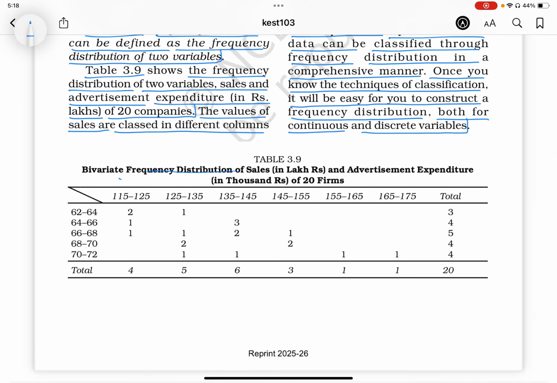जैसे कि ये frequency distribution of sales in lakh rupees and advertisement expenditure in thousands of rupees of 20 firms. ये हो जाएगा.